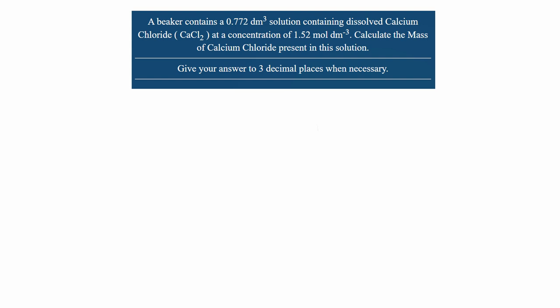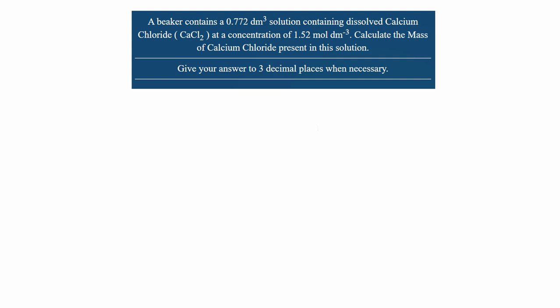In this question, we've got a beaker containing calcium chloride, and we've been asked to calculate the mass of calcium chloride in this particular solution, and to give our answer to 3 decimal places. In the question, we've been provided the volume, the concentration, and also the chemical formula for calcium chloride.